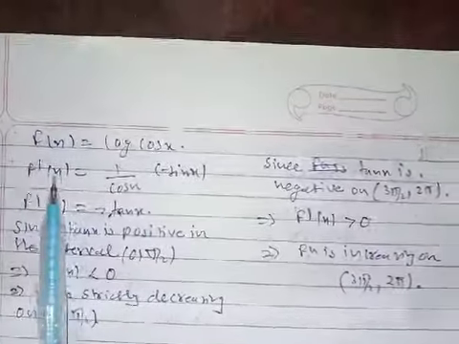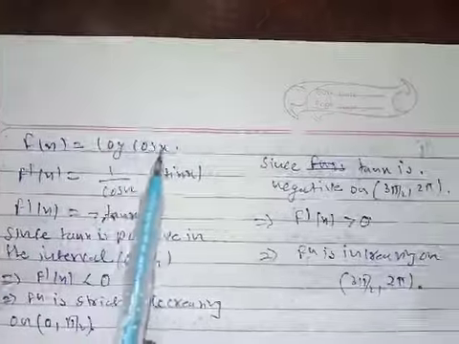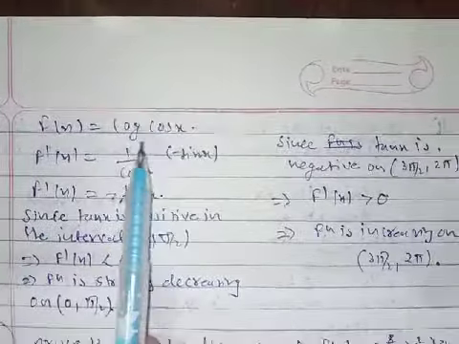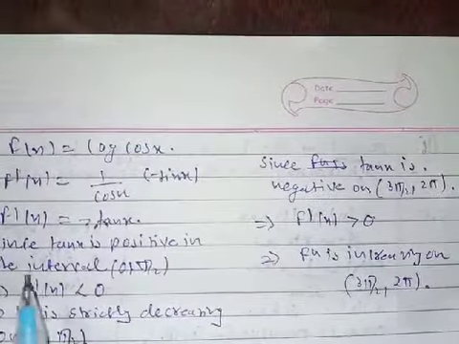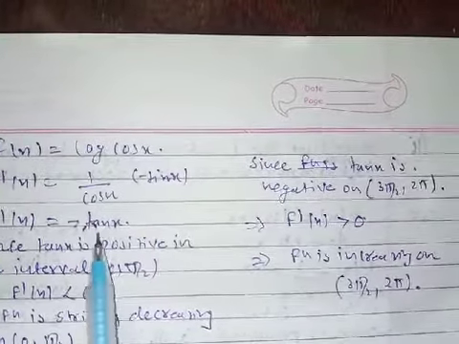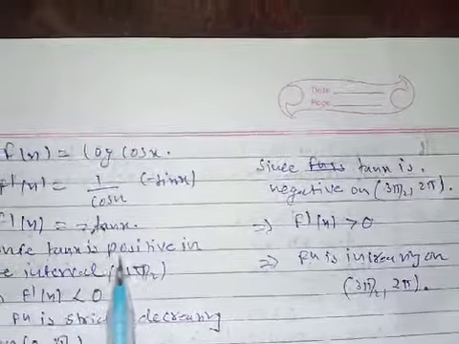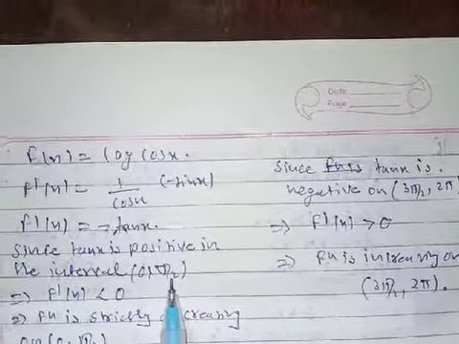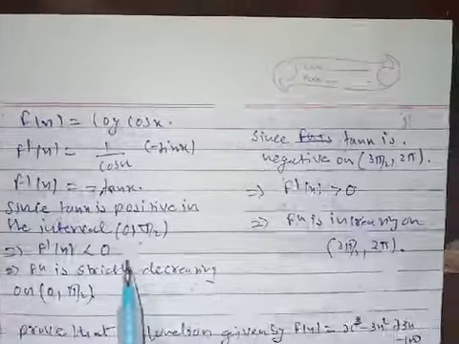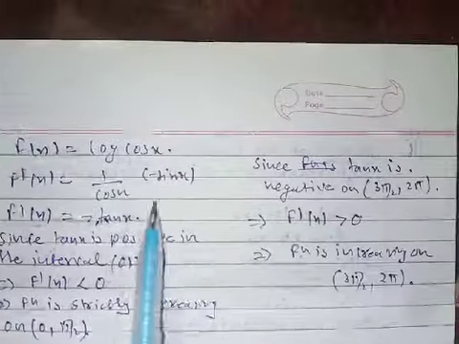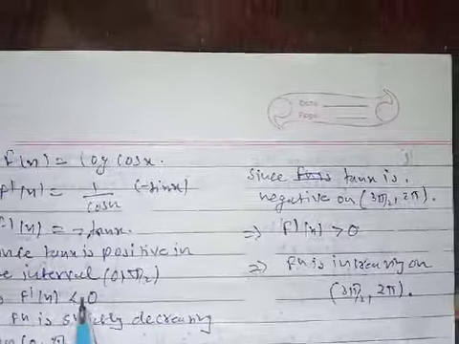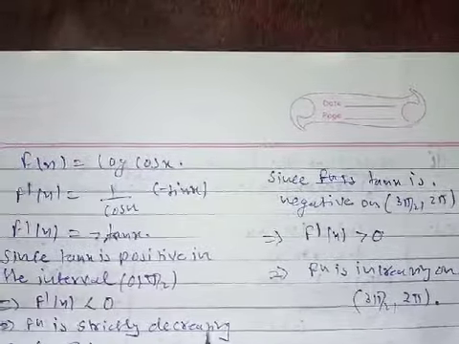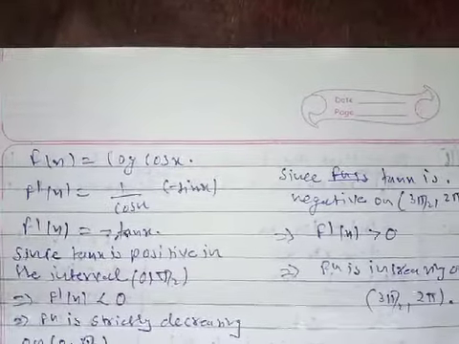Now f(x) is equal to log(sec x). Differentiating with respect to x, it will be 1 by cos x, and the derivative of cos x is minus sin x. So what will we get? f dash of x is equal to minus tan x. Since tan x is positive in the interval 0 to pi by 2, plus into minus is minus. So f dash of x is less than 0, so the function is strictly decreasing on 0 to pi by 2.